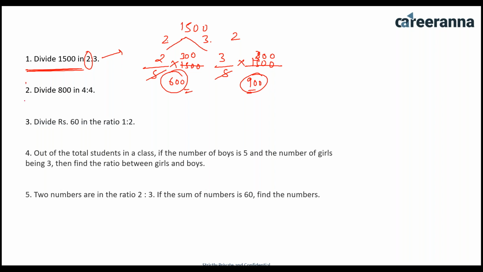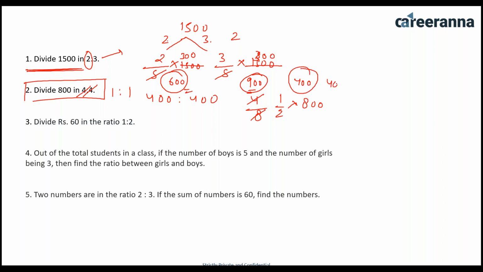Okay, Angela, what is the answer of part 2? Okay, so it is 4 is to 4. Can I write it 1 is to 1? Yes, very good. So it will be 400 is to 400. How can I solve it? 4 divided by 8, or you can write it 1 by 2 multiplied by 800, it will be 400. So the remaining part will be 400. Very easy questions. You guys can easily solve them without pen and paper.